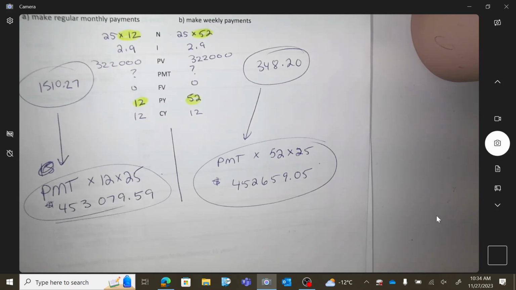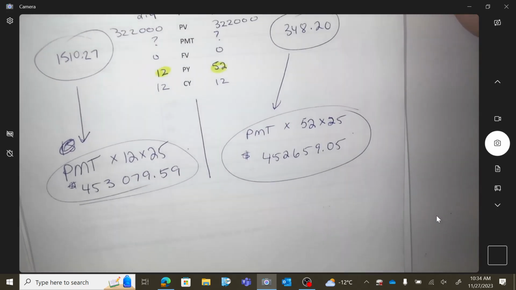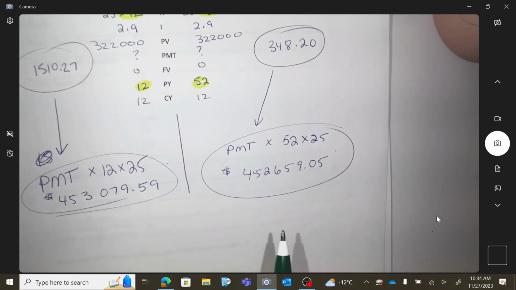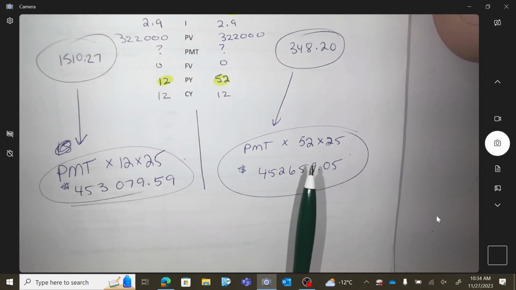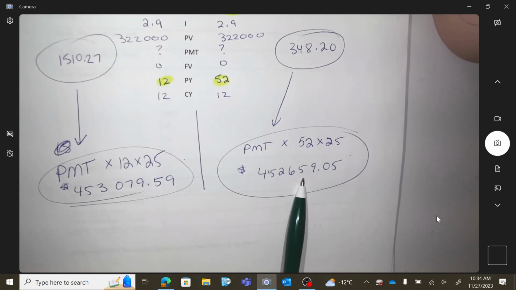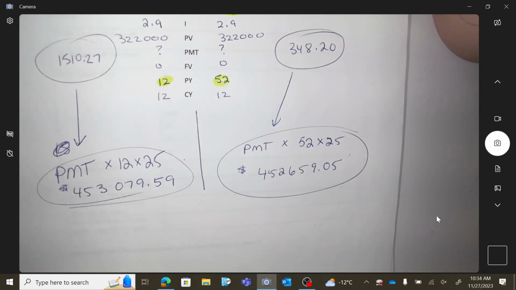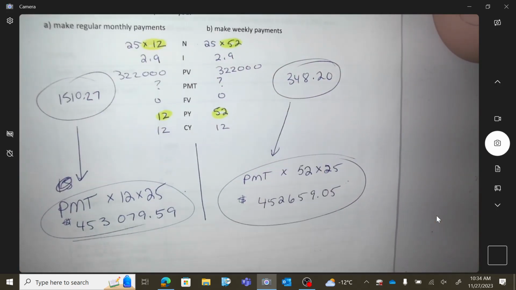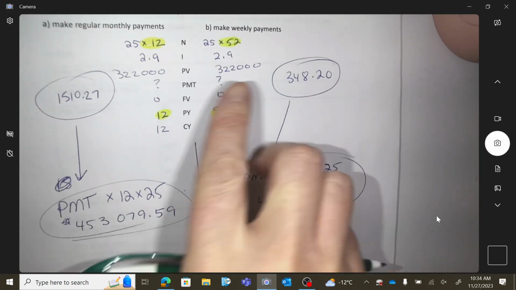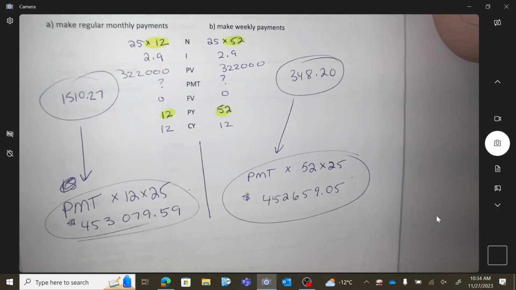Okay, so which one ended up being less cost to you? Looks like the weekly one, okay? The more often you can make payments, the better off it will be. Obviously, when you compare, let's see if that number, okay, that's good.